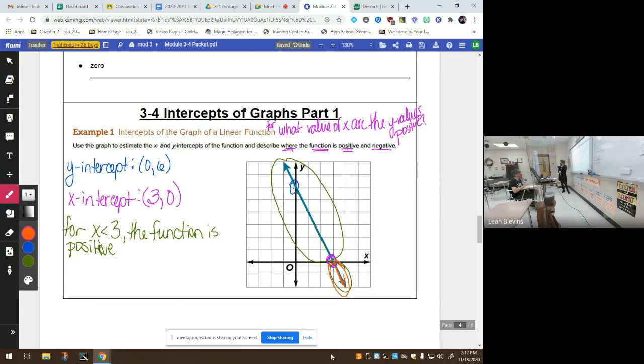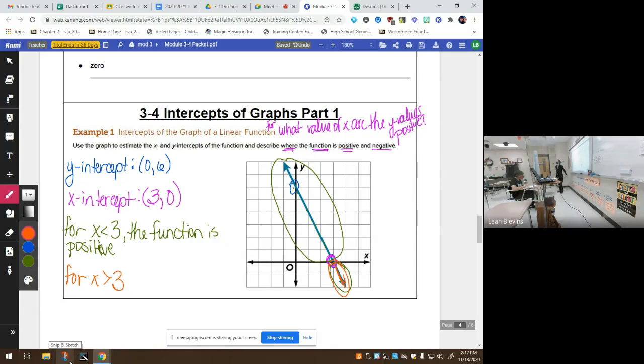Hello, is anybody awake? For x's, this is less than 3 on this side of 3. So what would it be on this side of 3? Greater than 3. Come on, guys, it's the end of the day.